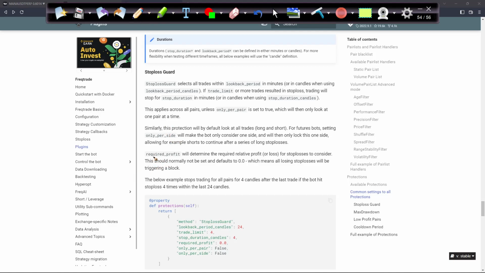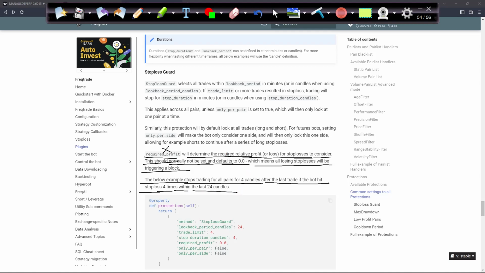Now, required profit will determine the required relative profit or loss for stop losses to consider. This should normally not be set and defaults to 0, which means all losing stop losses will trigger a block. So this will not be set. The below example stops trading for all pairs for 4 candles after the last trade if the bot hit stop loss 4 times within the last 24 candles.